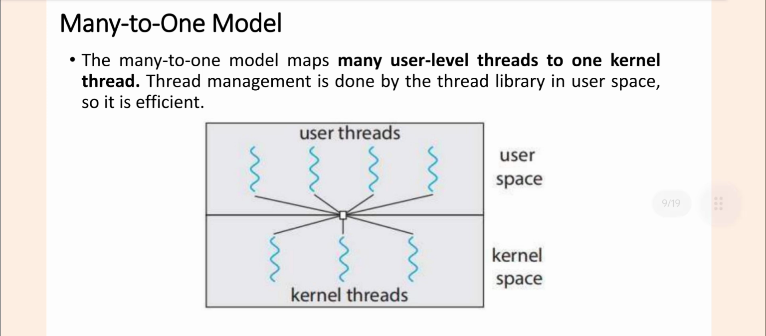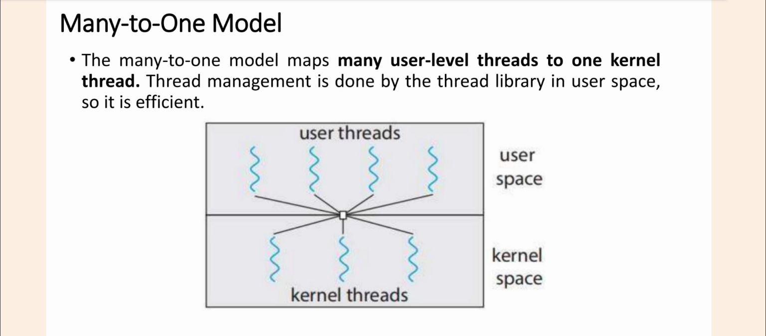Many-to-one model. Many user threads are mapped to a single kernel thread. In the many-to-one model, all thread management is done by the user-level thread library, not by the operating system. The advantage of the many-to-one model is fast context switching.